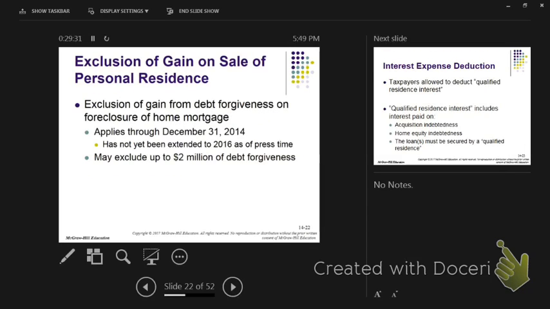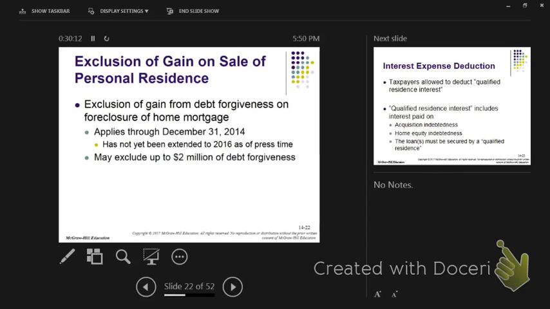So now what about forgiveness of debt? This is one that I was telling you about. It applied through December 31st, 2014. It had not been extended when they printed this book, because they printed this book last year. It was actually extended, but it has not been extended into 2016. So it can be up to $2 million of forgiveness of debt. That means up to some very big houses could be forgiven. But we don't know if it's going to go into this tax year or not. So right now, anyone that did foreclose on their house technically will have to pay taxes.